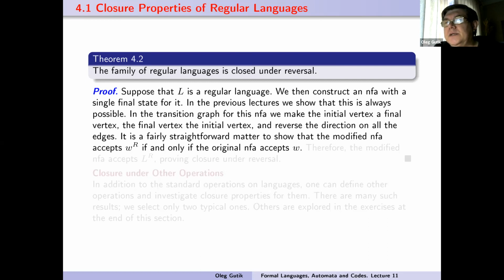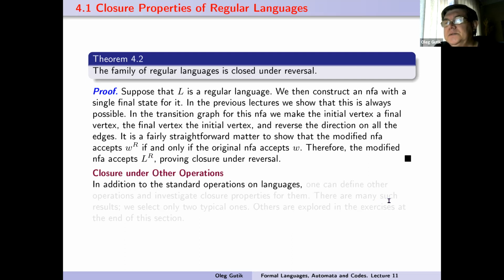It is a fairly straightforward method to show that the modified non-deterministic finite acceptor accepts the reverse w^R if and only if the original non-deterministic finite acceptor accepts the word w. Or, the modified finite acceptor accepts the reverse language L^R, proving closure under reversal. This completes the proof.